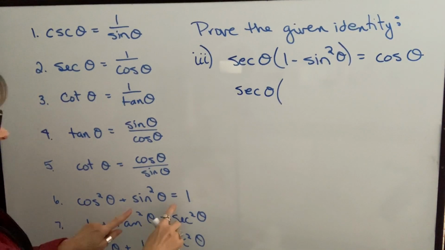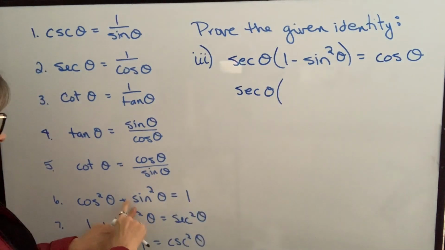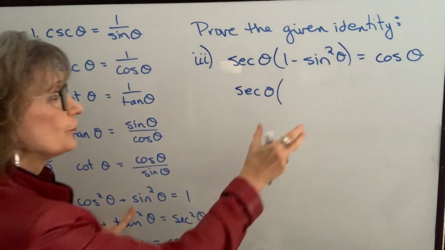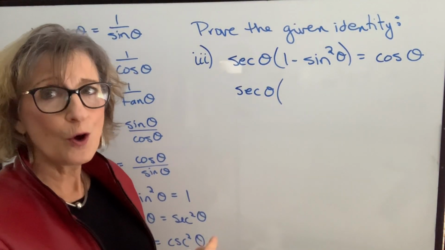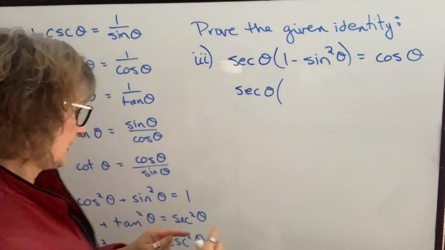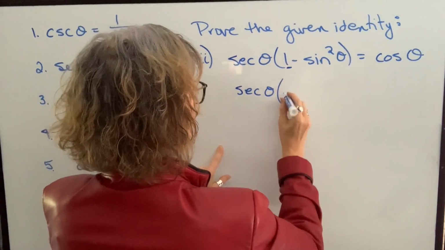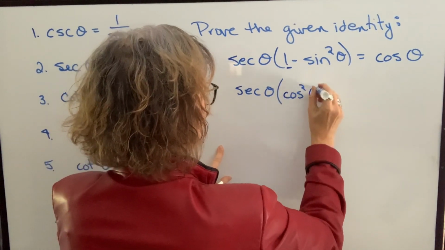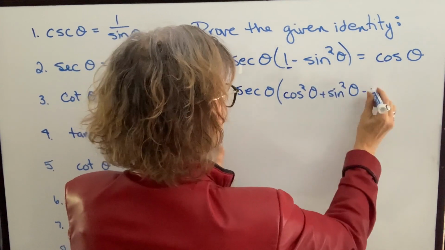If you can see that by subtracting sine squared theta from both sides, that's going to equal cos squared theta. So if you can recognize that this is cos squared theta, you can plug that in. Or if you don't recognize that, replace 1 with cos squared theta plus sine squared theta. So instead of a 1, I'm going to write cos squared theta plus sine squared theta minus sine squared theta.